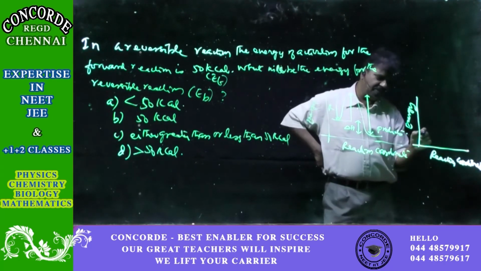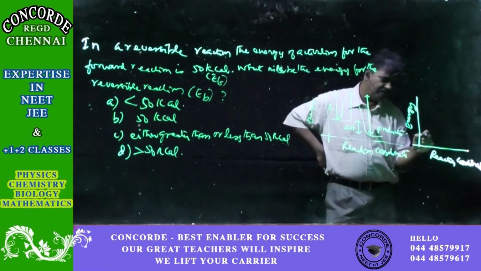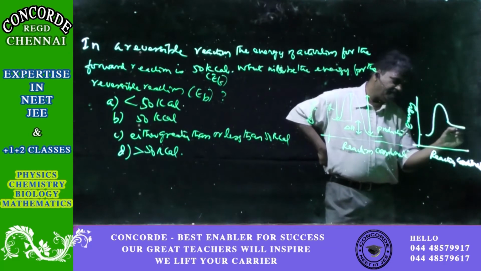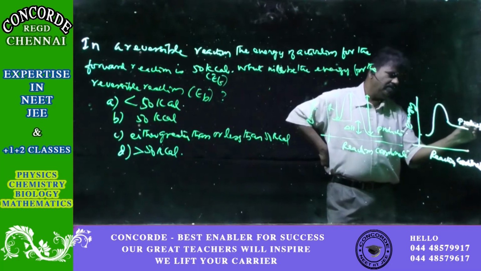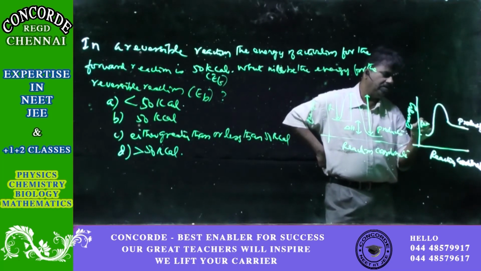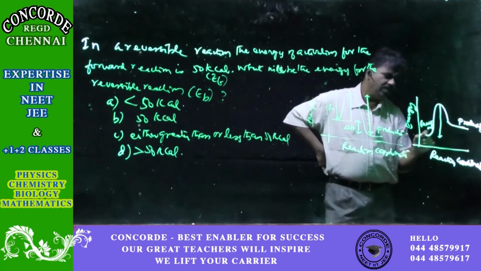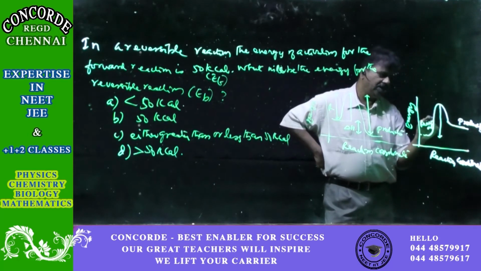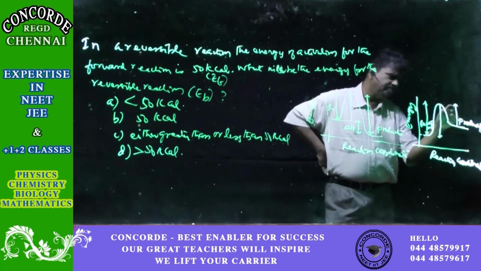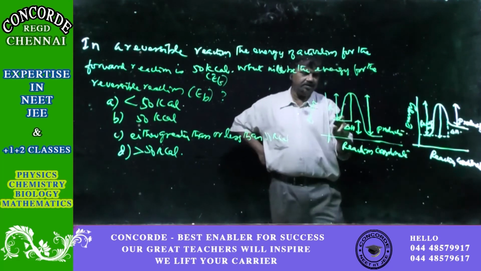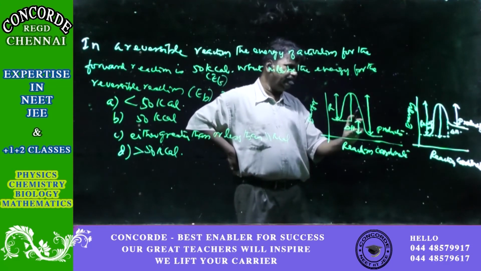So here this energy is like this. It goes up and then it is like this. This is products. This is reactant. So what is this? This activation energy. Okay, so this energy level, and whereas this energy level, and the difference is delta H. So here the delta H has a small value.